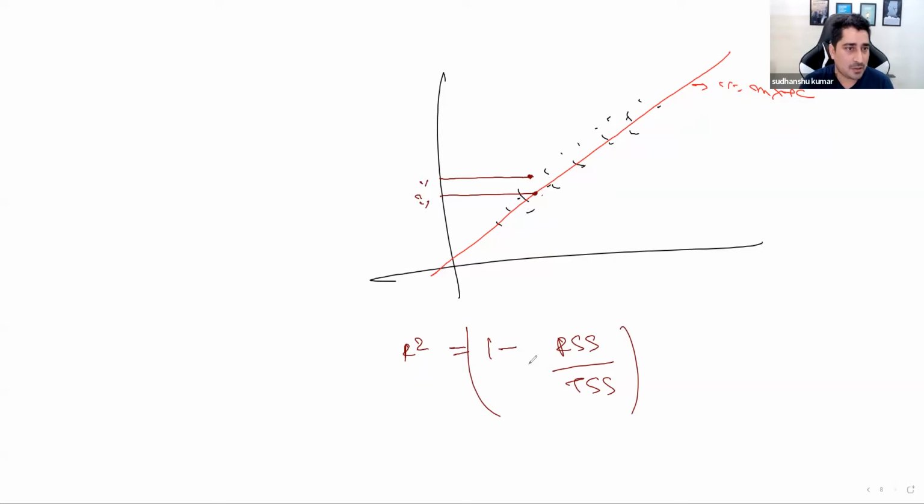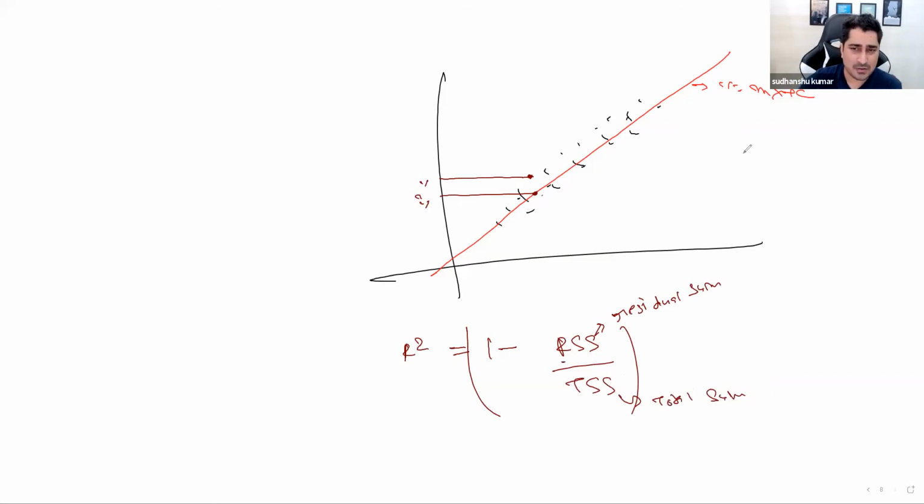Now, how will I be able to calculate RSS and TSS? Let's try to understand that particular part. RSS is nothing but residual summation of square, and this is nothing but total summation of square. This is something which you will be able to find out.